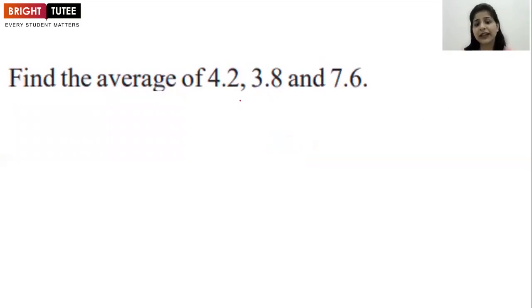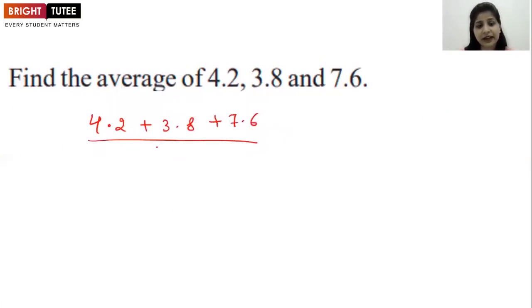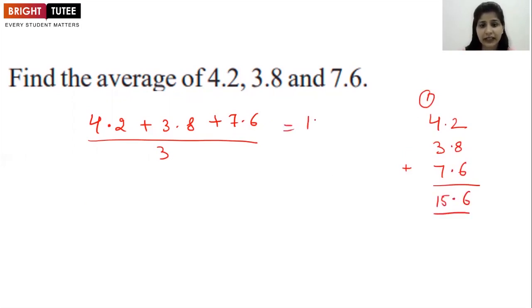Okay, you have to find the average of these three. So average means we will add these. And how many are these? 3 numbers. So we'll divide it by 3. Let us add 4.2, 3.8, 7.6. 8 and 2, 10. 10 plus 6 is 16. 1 will be the carry here. 4 and 1, 5. 5 and 3, 8. 8 and 7 is 15. So 15.6 you get. And we have to divide it with 3.